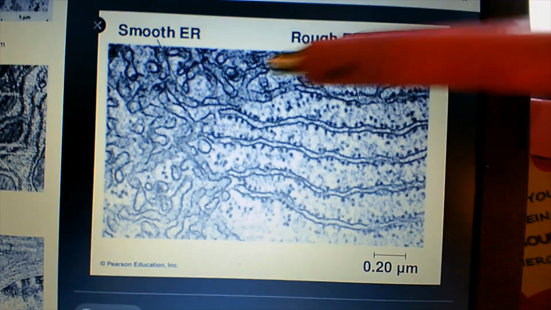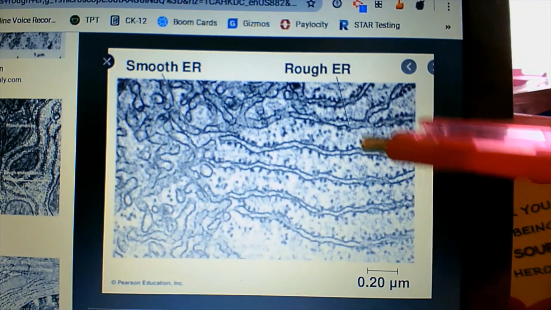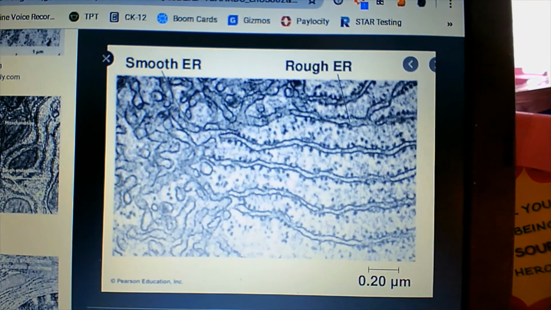Okay, here's a picture taken by an electron microscope. And so you can see the difference between the smooth ER, let me adjust that a little bit. The smooth ER over here does not have the tiny little dots on it, whereas the rough ER has those little dots, which are the ribosomes.